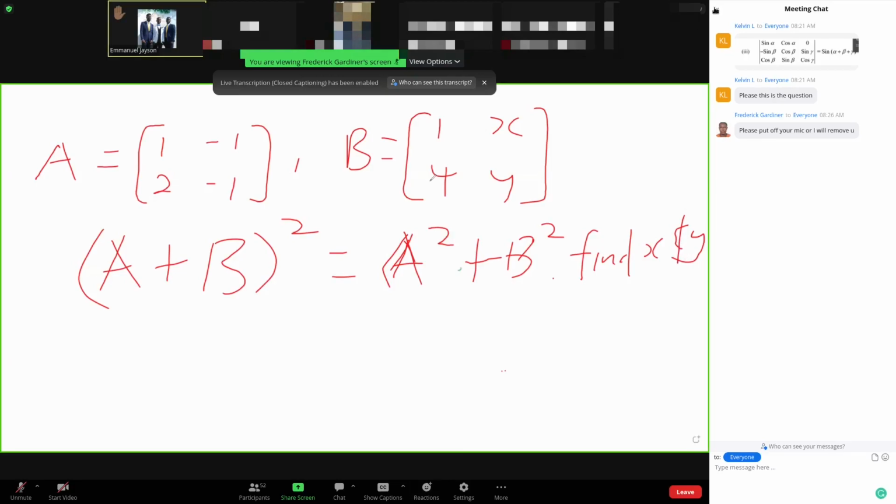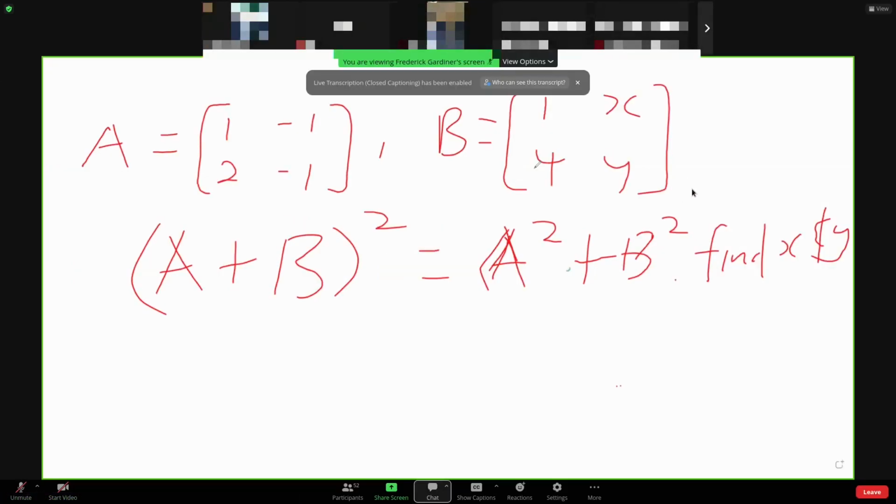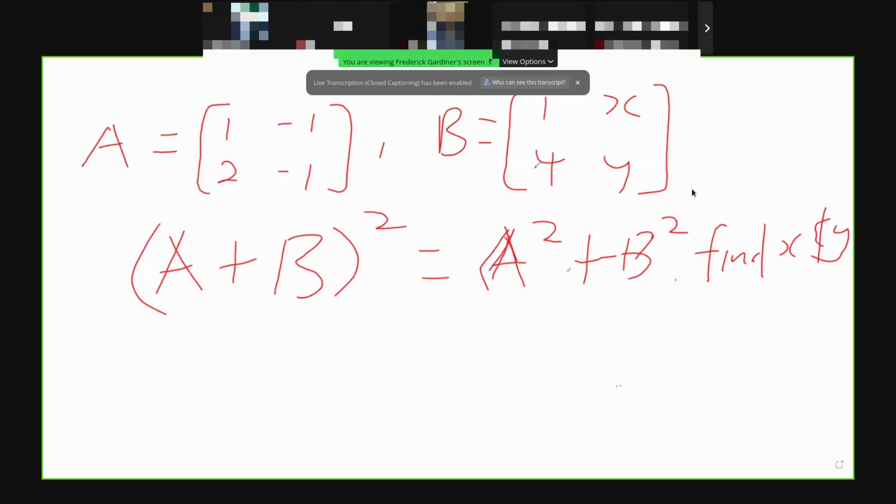All right, sir. I think since we'll need the square of A and then the square of B, that is our right hand side of the equation. So we can take the matrix A and then square it by itself. Yes, that's what I understand you.